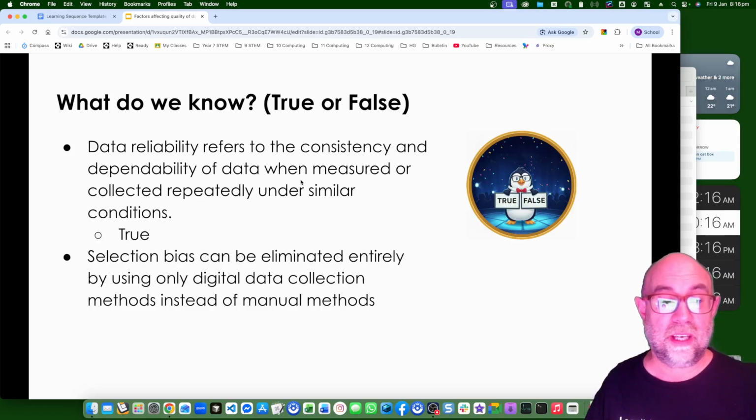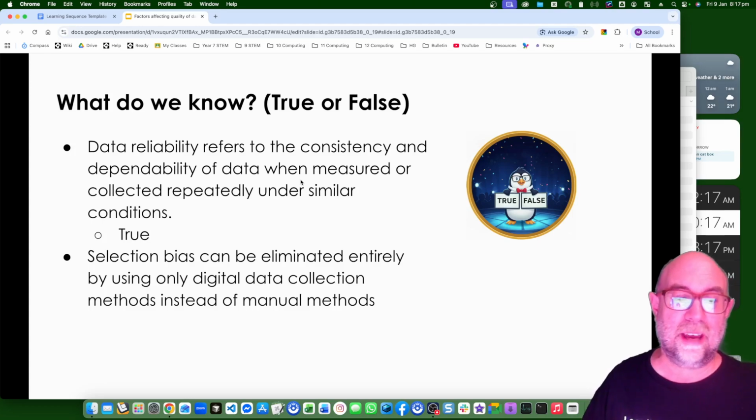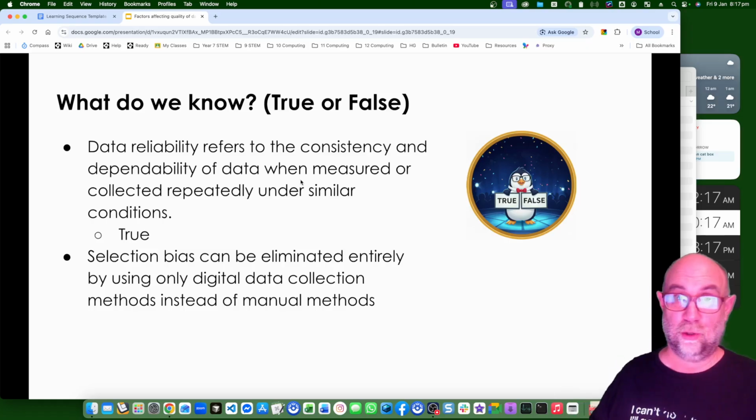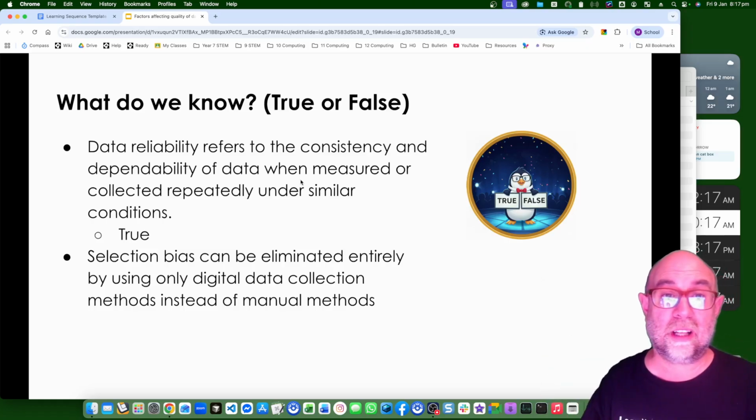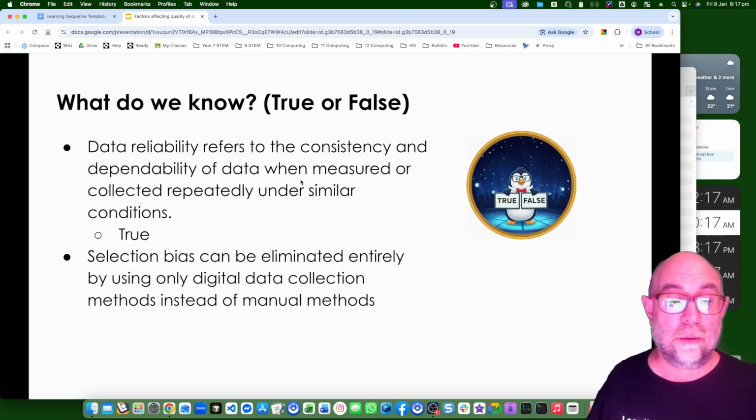Selection bias can be eliminated entirely by using only digital data collection methods instead of manual methods. No, you can absolutely have selection bias. In fact, you probably often do. If I survey my class and that's only the people who turned up on the day, and I haven't got the people who weren't there today, and perhaps they weren't there because they have a slightly different view. So no, that one is false.